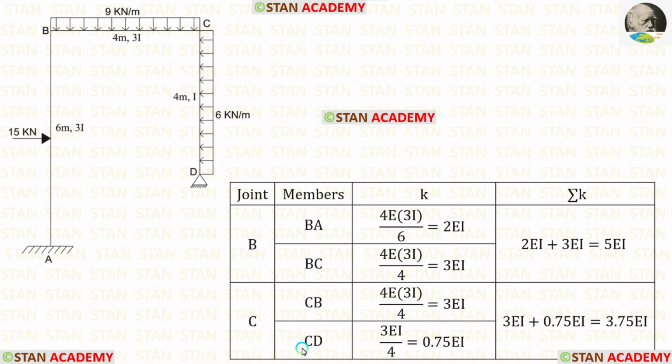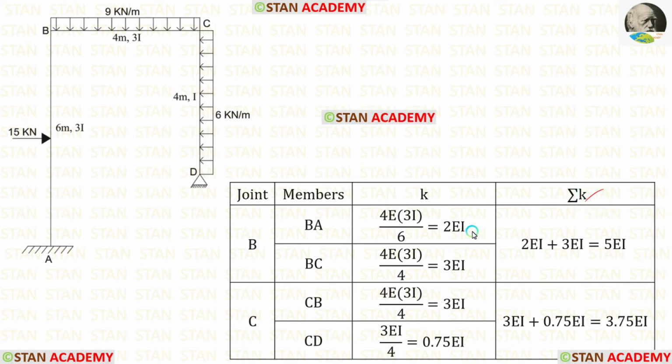Now, let us find the stiffness for CD. For that, from the joint C, we have to look at the point D. In the point D, there is a hinged support. If the far end is hinged, the formula for the stiffness is 3EI upon L. Length of CD is 4. Let us apply that. Finally, we get 0.75EI.